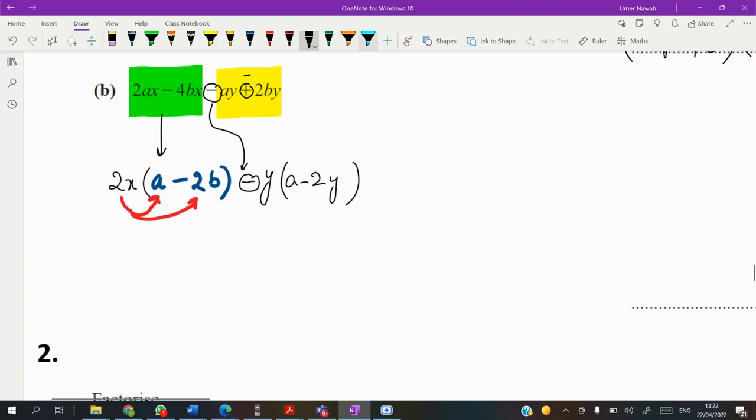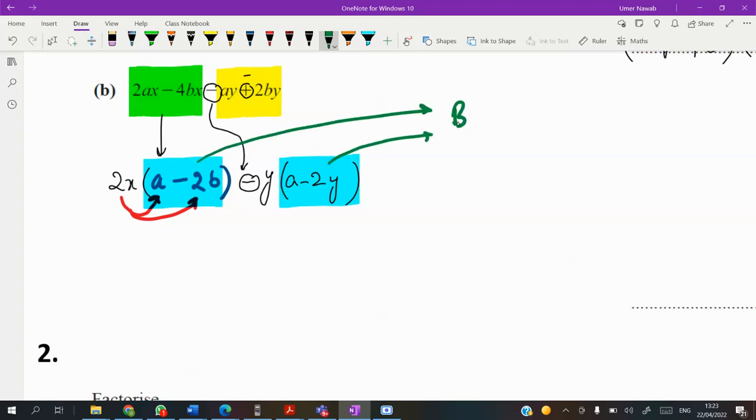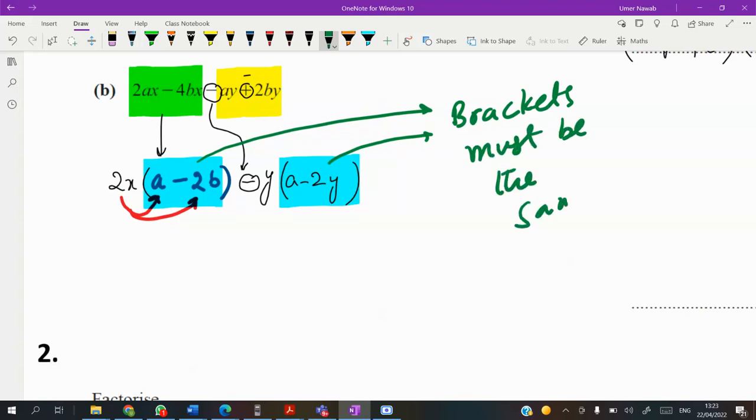The interesting thing in grouping, guys, is that we always get the same factors after taking the commons from both parts, the green part and the yellow part. You will see the brackets which appear to you, they will look the same, they must be the same. So these brackets must be the same. If the brackets are the same, it means your factorization is right.